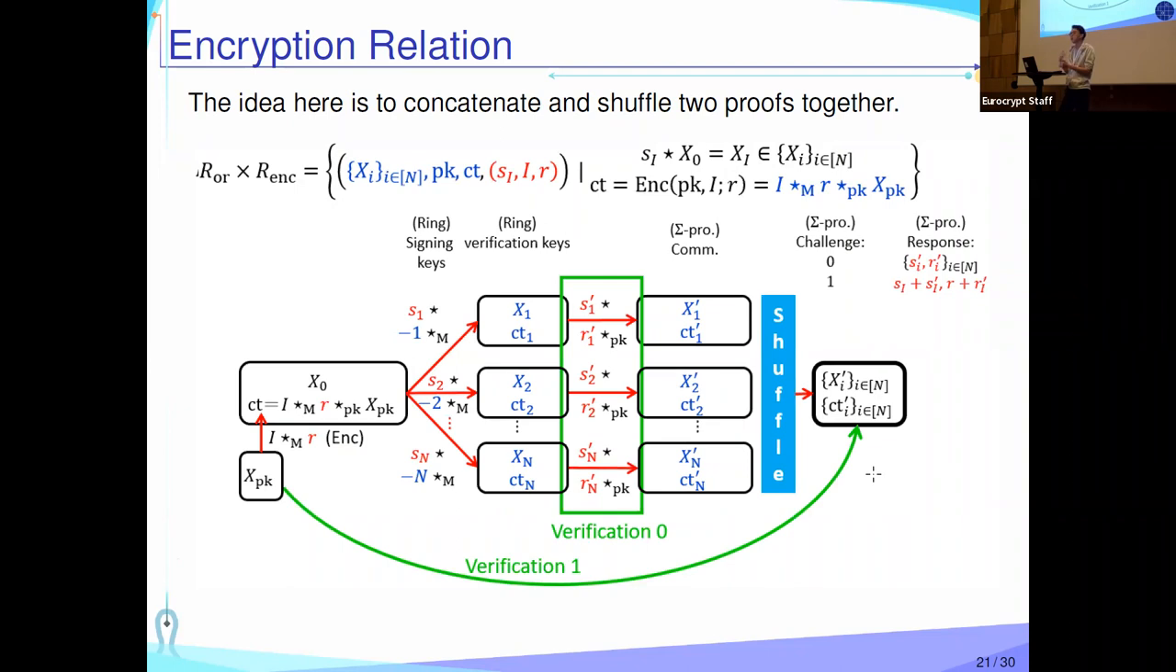So the challenge is also either 0 or 1 here. If the challenge is 0, then the prover provides these 2n group elements, and the verifier recomputes this part and sees whether these two sets are identical. And if the challenge is 1, the prover also provides s_i plus s_i prime, but he also provides r plus r_i prime here. And by acting on the public set element taken from the public key of the opener, the verifier can check whether this element will fall into the set of the committed ciphertext here, ct_i prime, this set. If so, accept, otherwise he rejects.